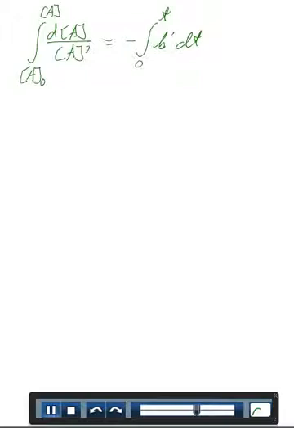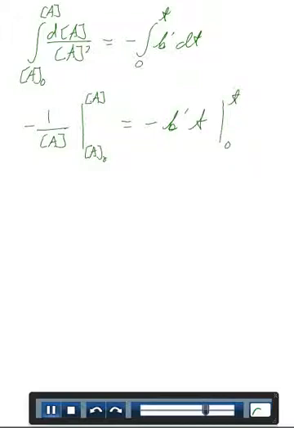I can perform the integration. So the integral on the left will give me negative 1 over the concentration of A, and I'll evaluate that at the limits from initial concentration of A to the concentration of A at time t. This is equal to minus k prime times t evaluated at the limits from 0 to t. Now k prime is a constant, so I can take it out of the integral.